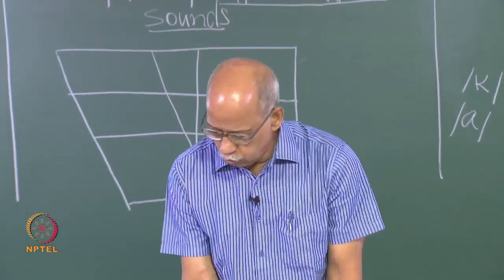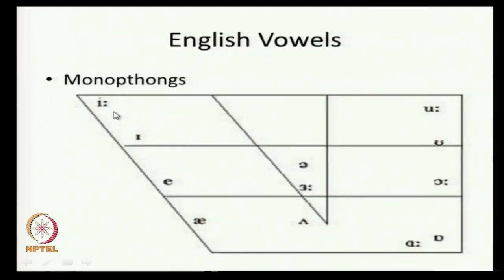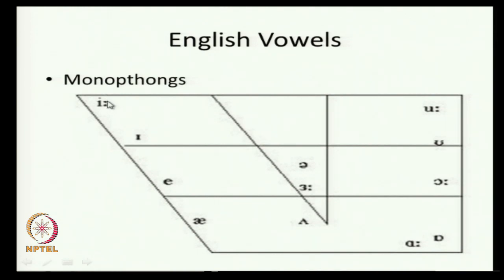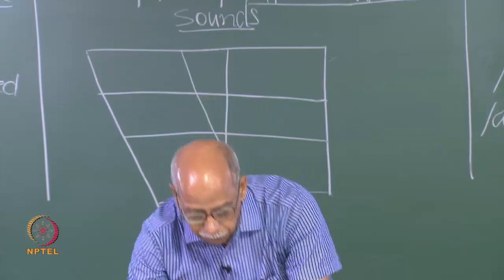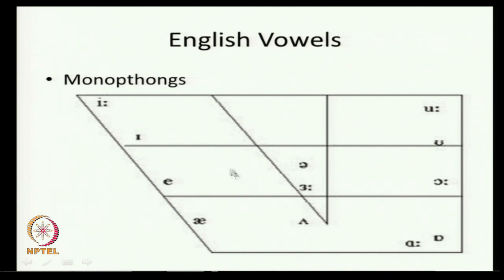Say for example, look at the top sound, this sound E. What is it? E, as in the English word key, cheese. Now, where is this? This is front of the mouth, correct? It's front. Is it close or open? Close, the jaws are close. But this is open, this is fully open, right? Here, are the jaws open or closed? Closed. Is it front or back?